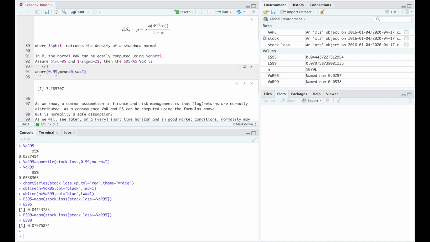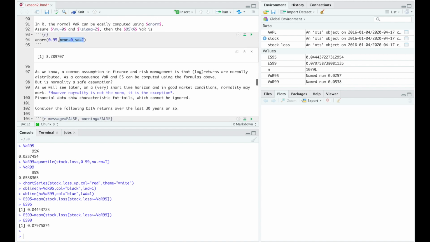So qnorm 0.95, 95% value at risk with mean 0 and standard deviation 2. If you omit the information about the mean and the standard deviation, then qnorm assumes that you are working actually with the standard normal, so mean 0 and standard deviation 1.